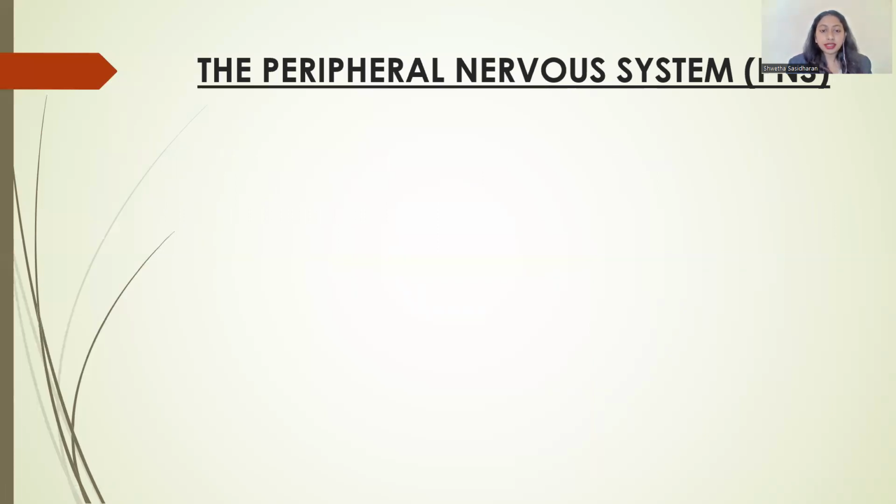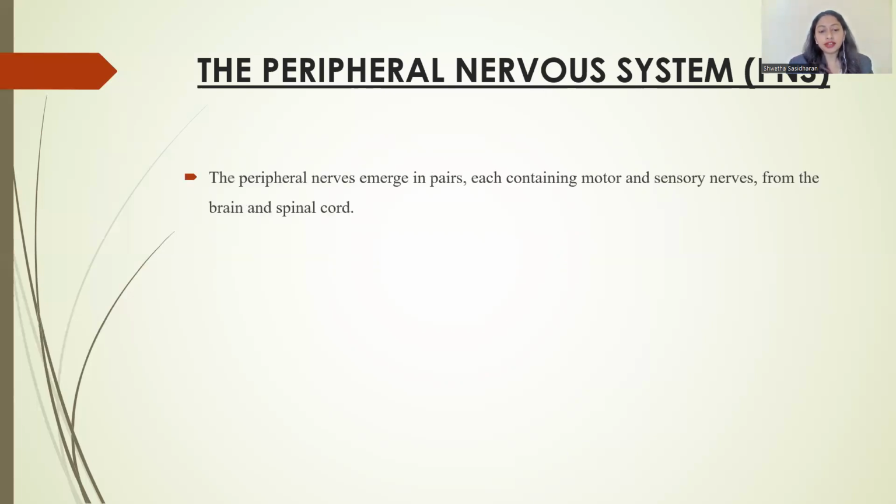Peripheral is nothing but the distal area. Distal means those which are far from the center point, like our hands and our feet. All those are peripheral areas. So the peripheral nerves emerge in pairs, each containing motor and sensory fibers from the brain and the spinal cord. So whatever is coming out from the center area, we call that the peripheral nervous system. They will have a pair of motor as well as sensory nerves.